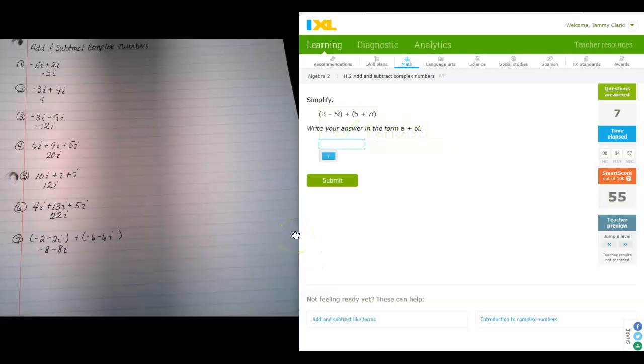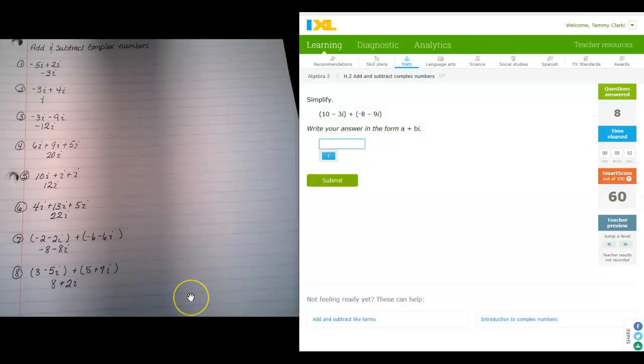Our next one is going to be 3 minus 5i plus 5 plus 7i. So we've got 3 plus 5, which is 8. And then negative 5i plus 7i, they're opposite signs, so we subtract 7 and 5 and we get 2. And our largest number is a positive, so this would end up positive 2. So this would be 8 plus 2i.